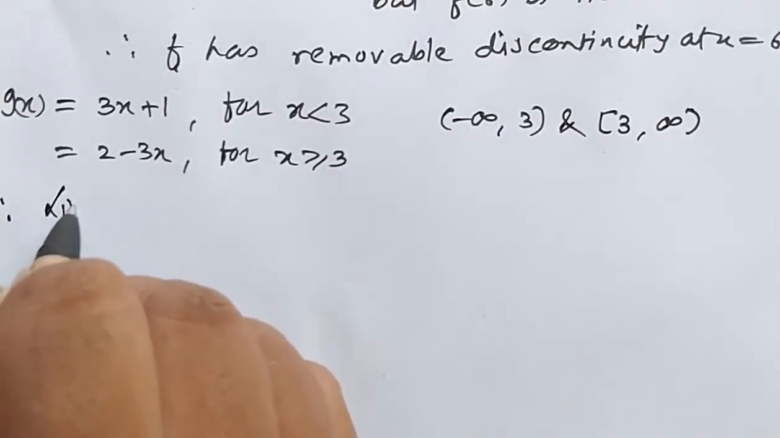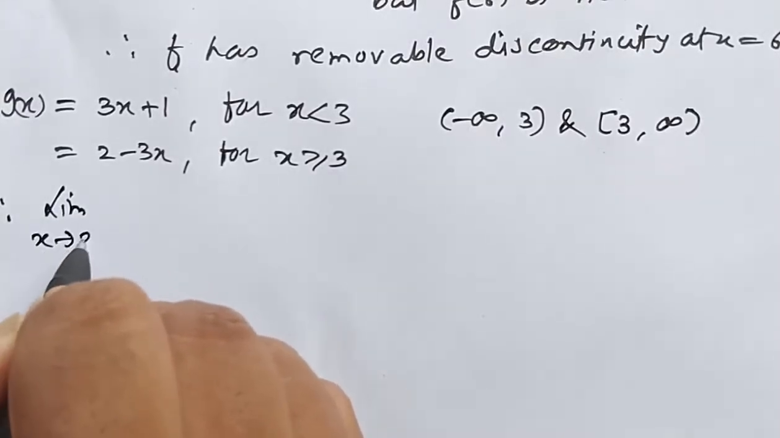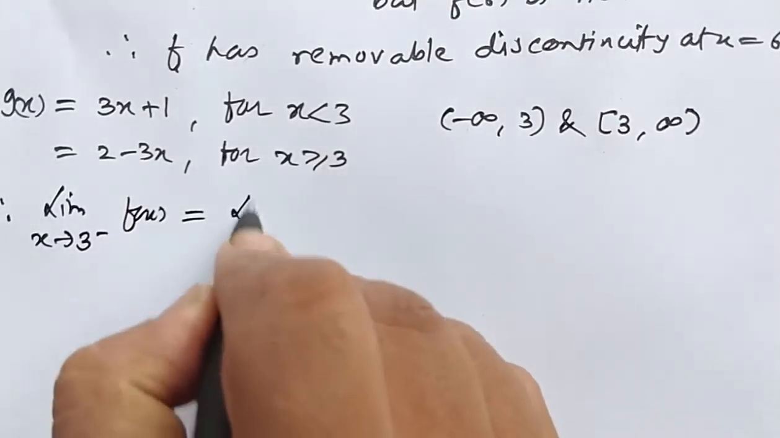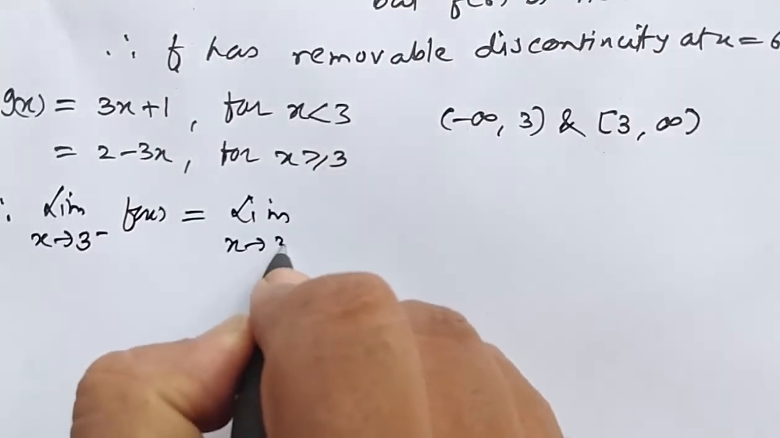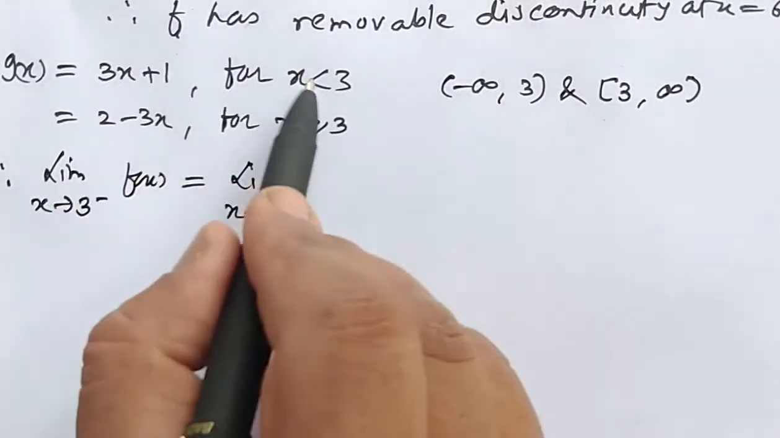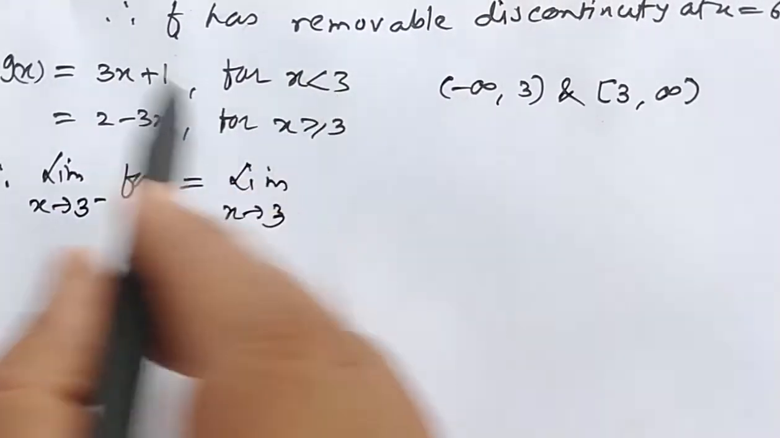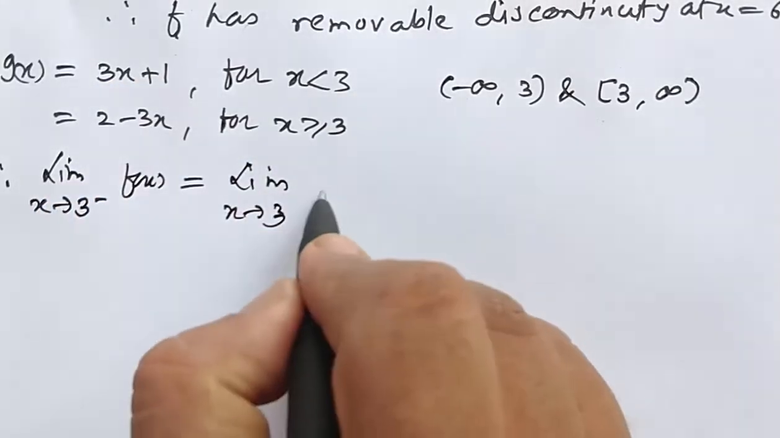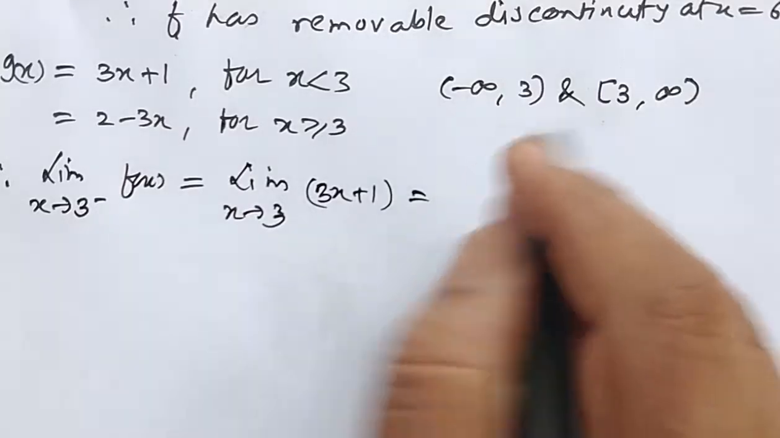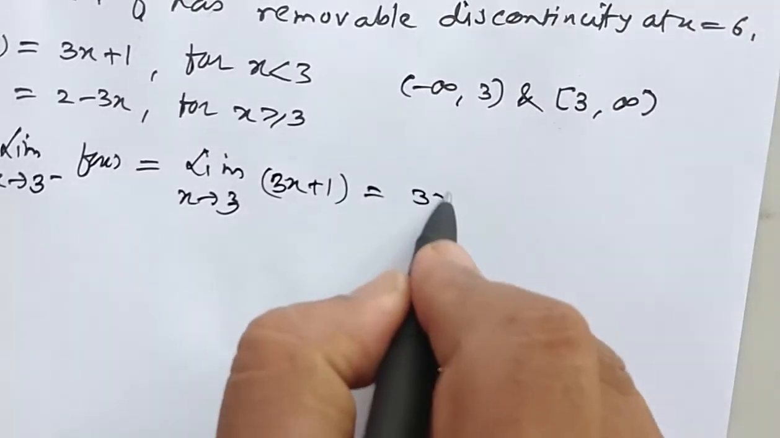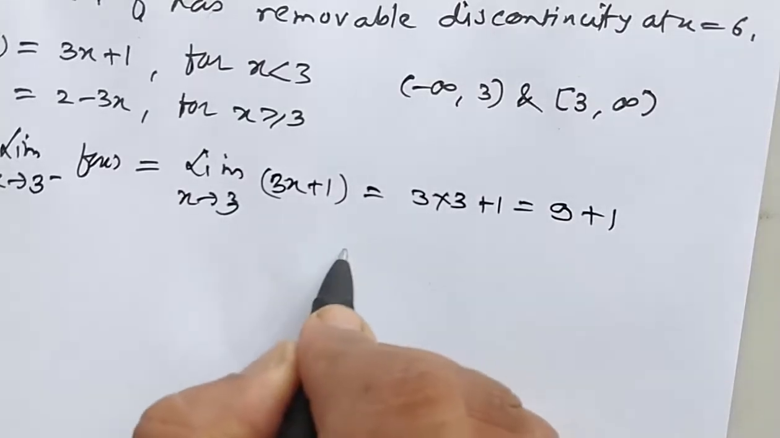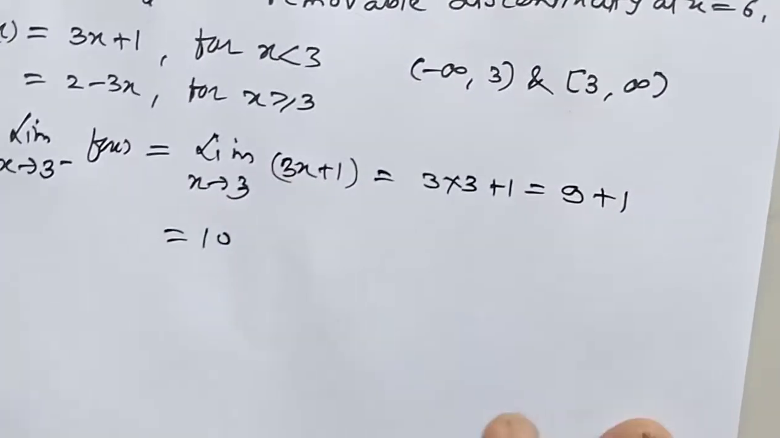Therefore, we take left hand limit x tending to 3 minus f of x is equal to limit x tends to 3. The left hand definition is x is less than 3 means 3x plus 1. So it is equal to 3 into 3 plus 1, that is 9 plus 1 is equal to 10.